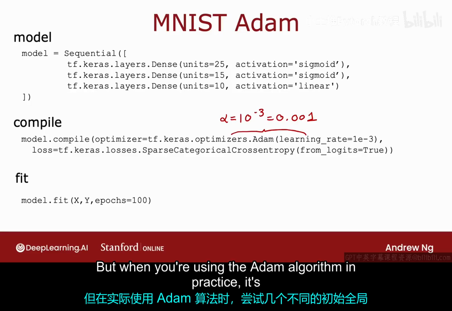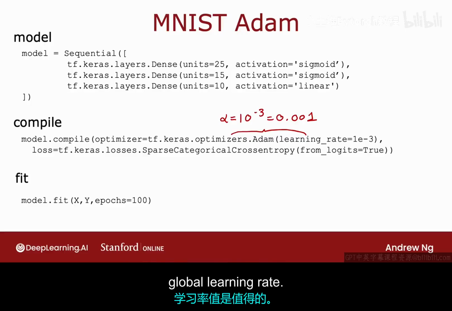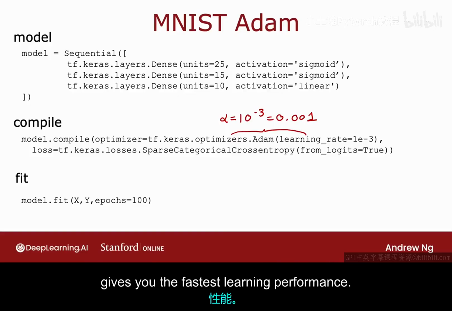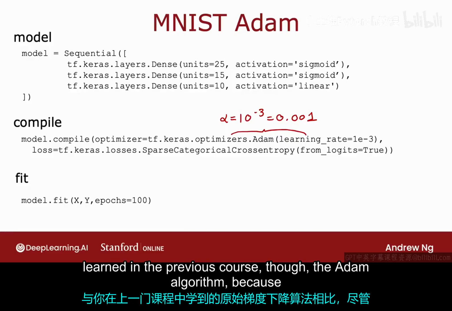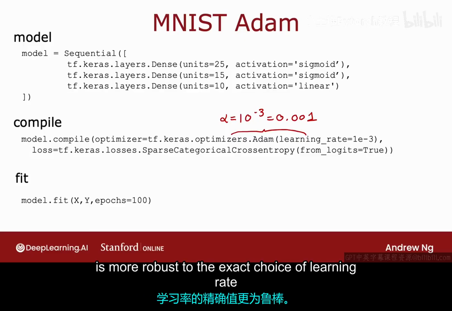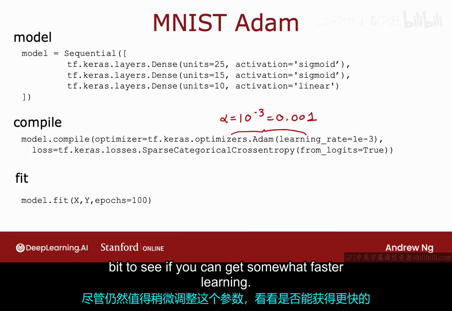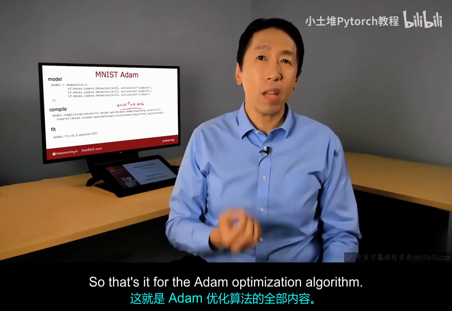But when you're using the Adam algorithm in practice, it's worth trying a few values for this default global learning rate. Try some larger and some smaller values to see what gives you the fastest learning performance. Compared to the original gradient descent algorithm that you had learned in the previous course though, the Adam algorithm, because it can adapt the learning rate a bit automatically, is more robust to the exact choice of learning rate that you pick. Though it is still worth tuning this parameter a little bit to see if you can get somewhat faster learning. So that's it for the Adam optimization algorithm.